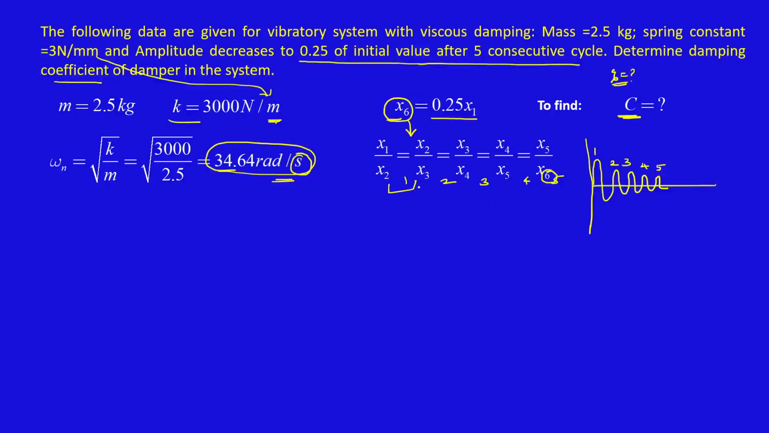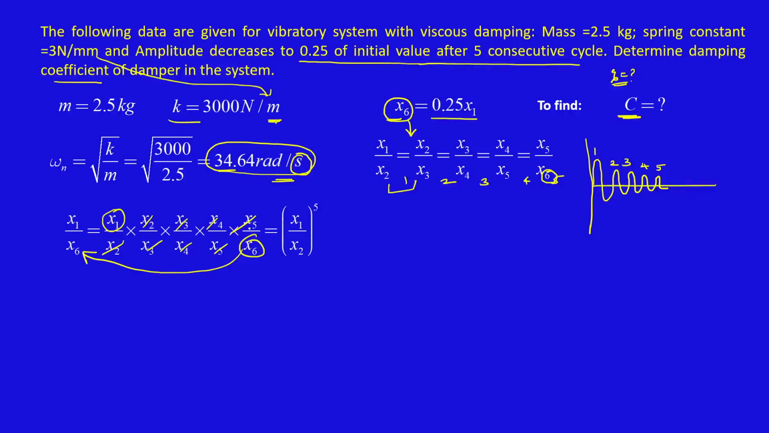From that, I can make a relation. That relation is to multiply all the terms: x1 by x2 multiplied by x2 by x3, x3 by x4, x4 by x5, x5 by x6. I can cancel these terms, so you will get x1 by x6 on one side. This is equal to, since all the values are equal, I can take each value as x1 by x2. So I can write it as x1 by x2 power 5.